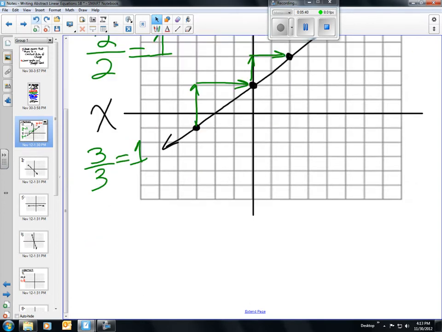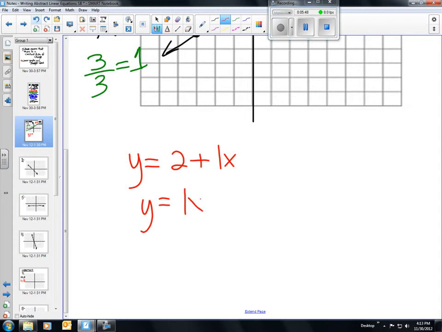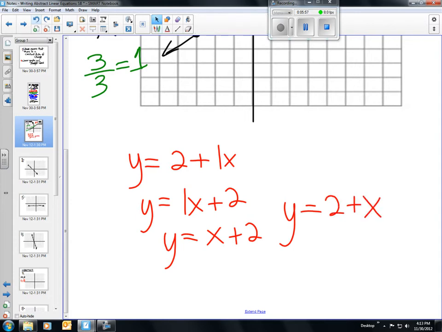And you can actually rewrite that equation in multiple ways. So if you've got y equals 2 plus 1x, you could write it as y equals 1x plus 2. You could write it as y equals x plus 2. You could even write it as y equals 2 plus x. Those are all legitimate ways to write that same equation.